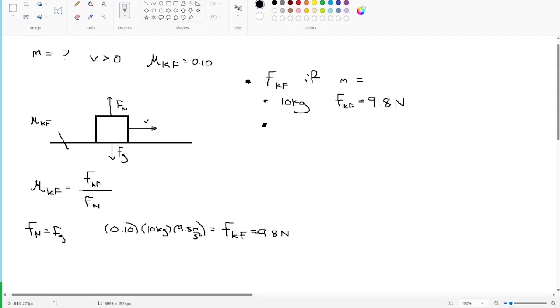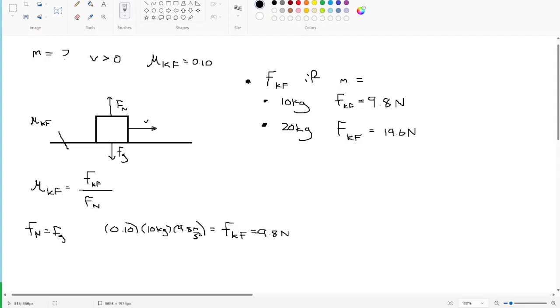So what about, let's say the mass of the block is equal to 20 kilograms? What then is going to be the force of kinetic friction? Go ahead and pause the video and take an attempt as well. Okay, so the force of kinetic friction in this case is going to be equal to 19.6 newtons. How did I do that? Same logic as before.